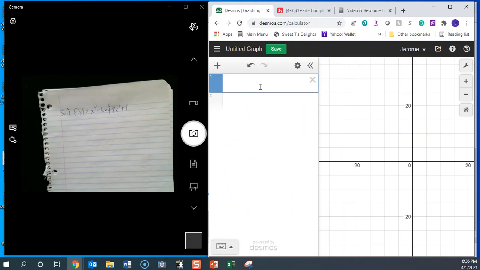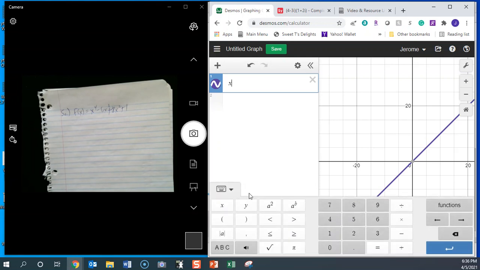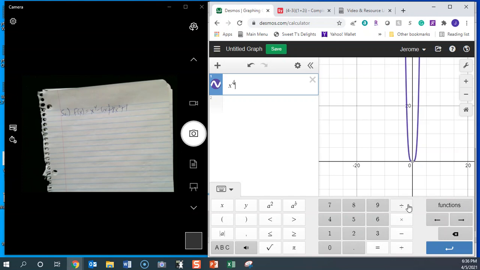So we could have x to the fourth power minus 6x cubed plus 8x squared then plus 1. All right, so we have our graph here.